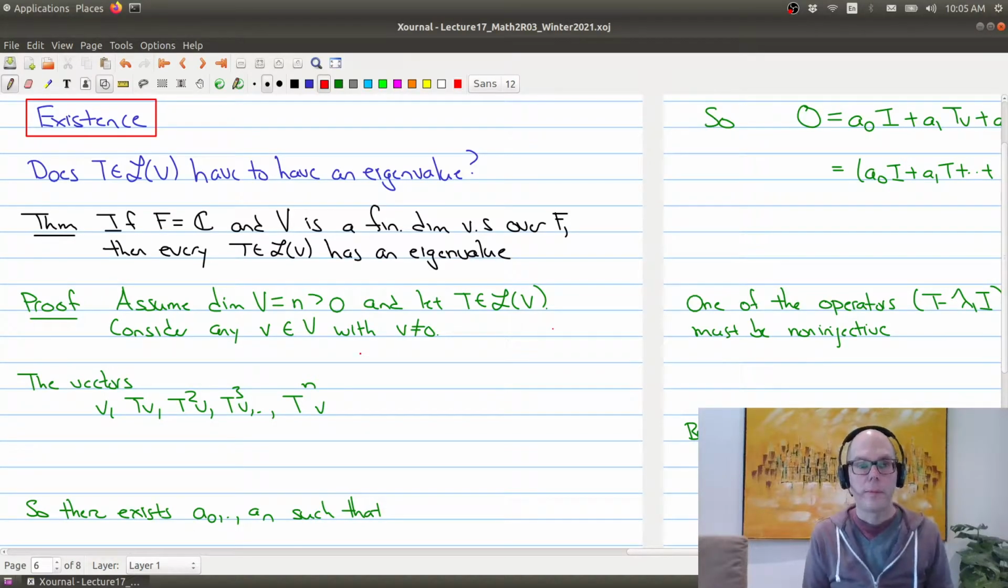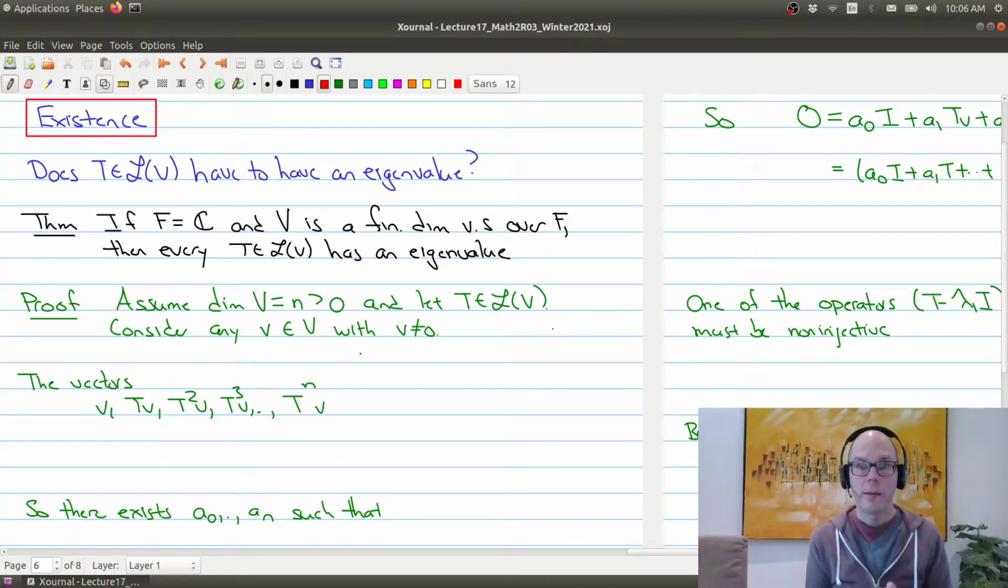So welcome to the last part of lecture 17, where we've been talking about linear operators and attaching them to polynomials. Now, very interesting that there's actually a question we haven't really addressed. We've defined what an eigenvalue is, but we haven't actually justified that eigenvalues have to exist, right? So the question is, does a linear operator have to have an eigenvalue?